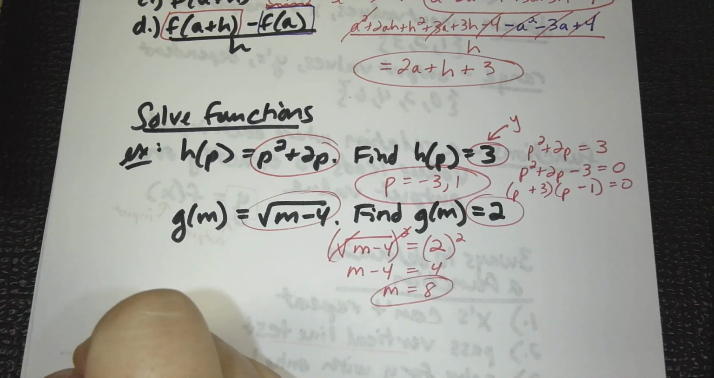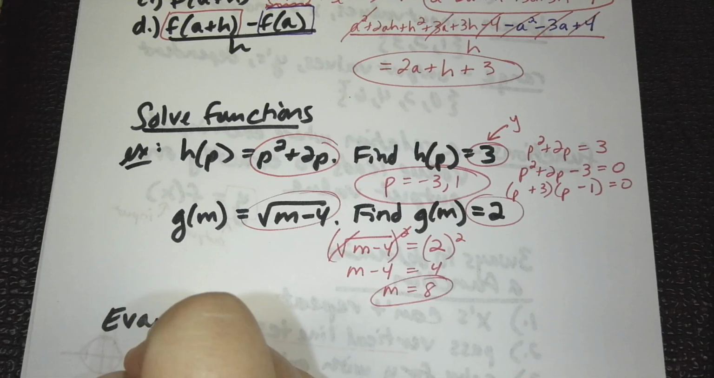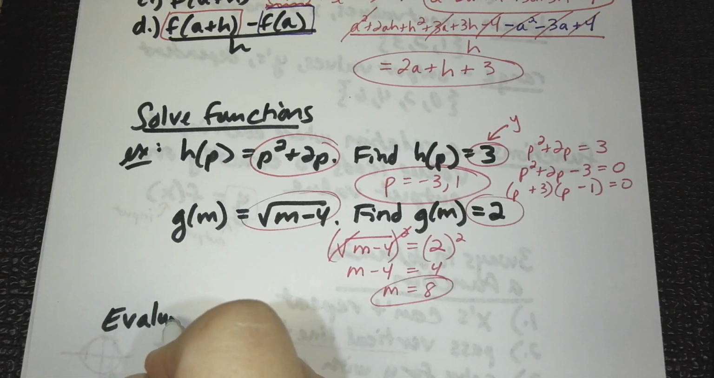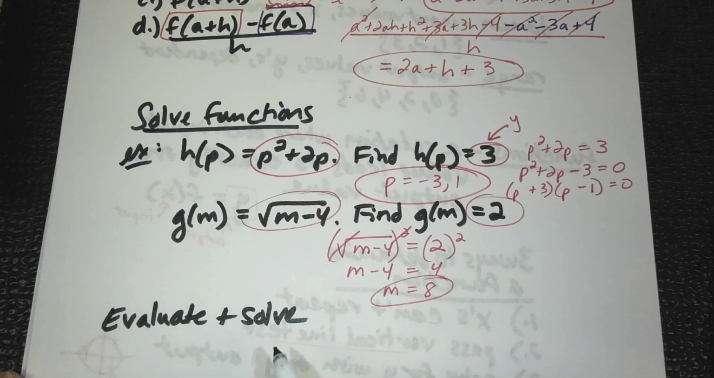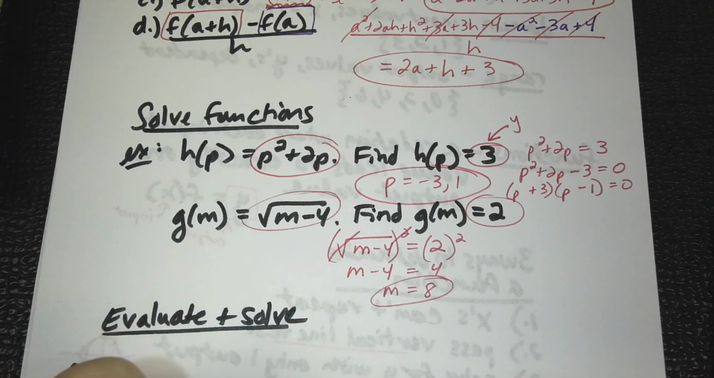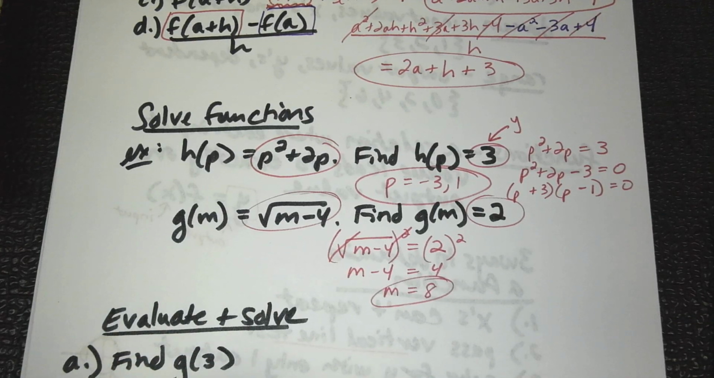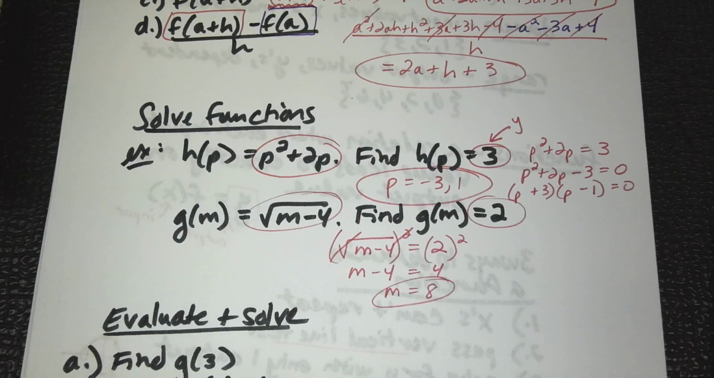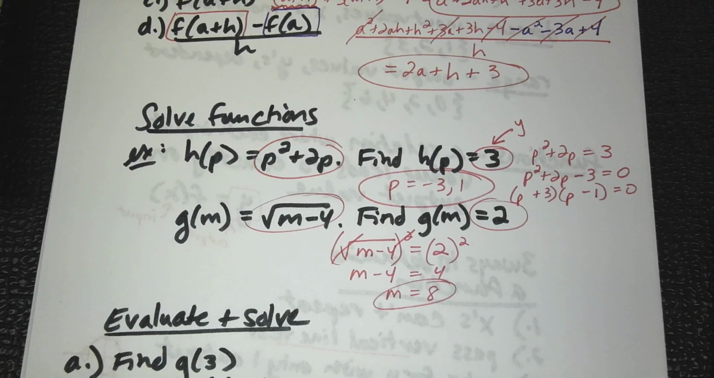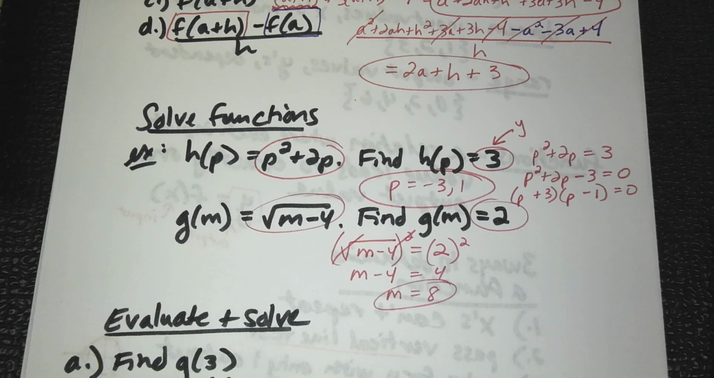Last two things. You have got to evaluate and solve from a table and a graph. Evaluate, and solve. And you're going to do it from a table and a graph. So the first one I'll do from a table. Find the g of 3, and B, solve g of n equals 6. And then here's your little table. 1, 8, 2, 6, 6.